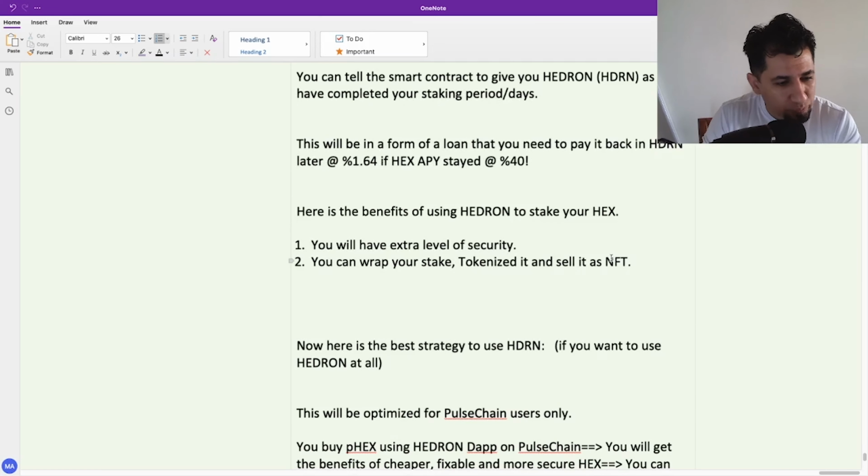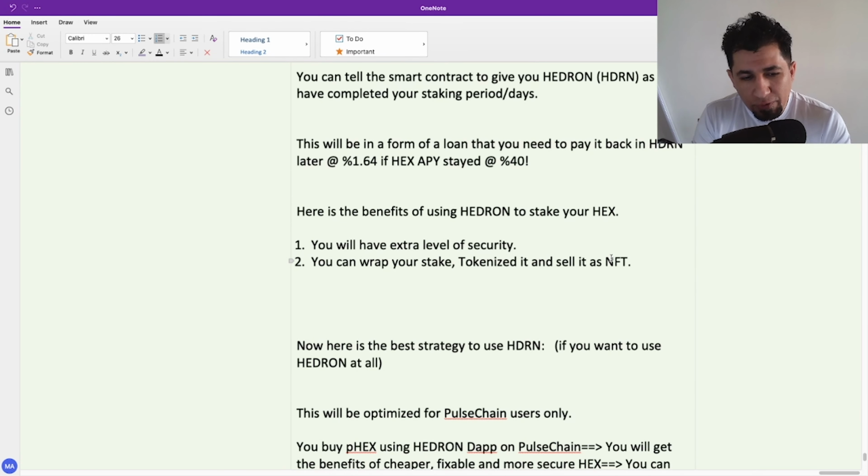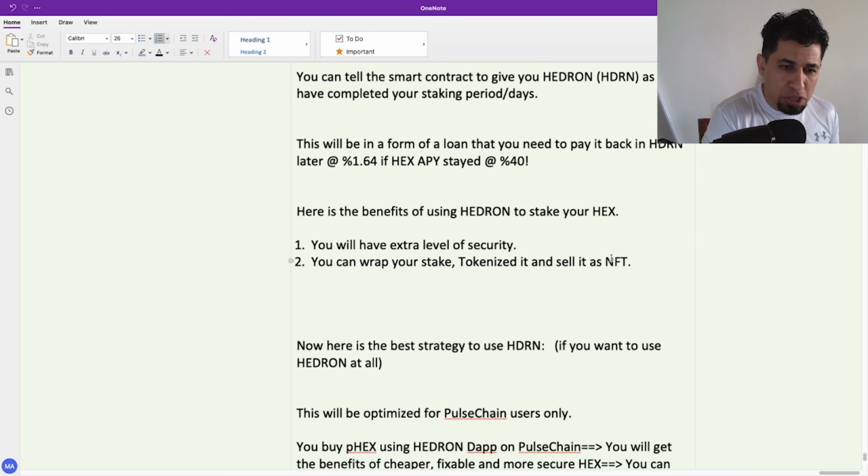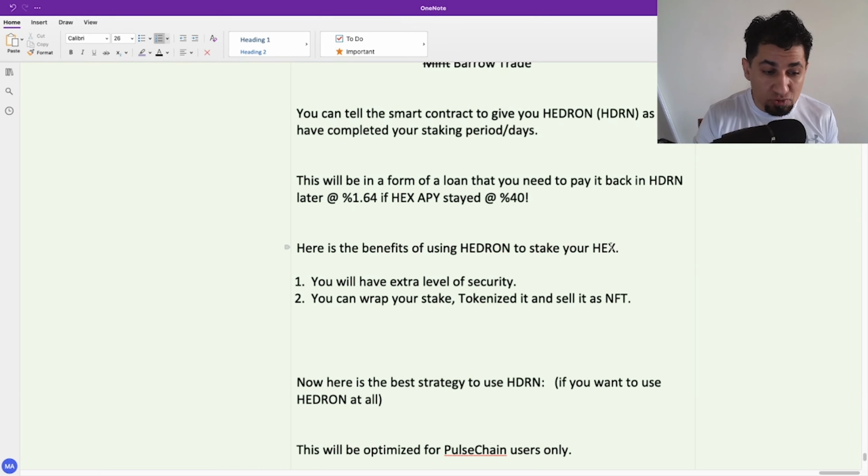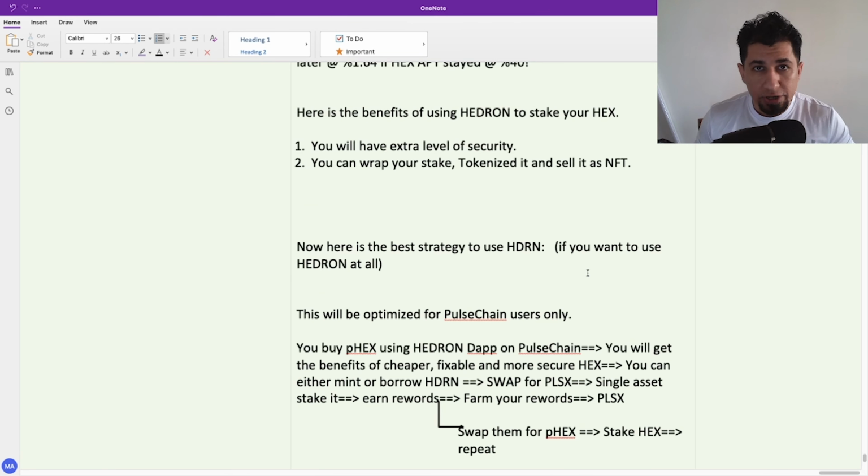Let's go. This will be optimized for PulseChain users only. So we are not going to talk about Ethereum. We are going to talk about PulseChain, which, remember, HEDRON is built as an ERC20 on Ethereum. Right now, when PulseChain goes live, it is going to be copied and also functioning on PulseChain. So this strategy that I'm going to show you is optimized for PulseChain. That doesn't mean you can't use it on Ethereum. You can, but it's not really optimized for Ethereum. So let's go.